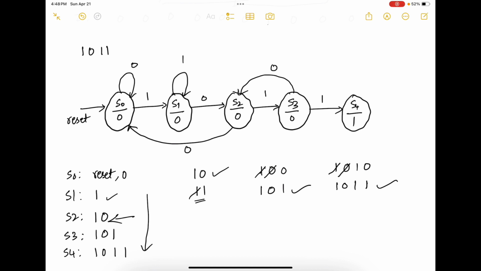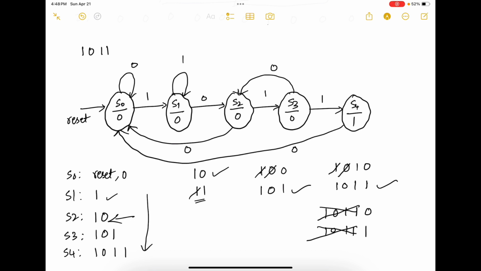Now let's look at S4. S4 is 1 0 1 1. Now you can either get a 0 or you can get a 1. Remember here, overlapping sequences are not allowed. So you can erase all this, and then you can decide where to go. If you get a 0, you go to the reset state, and if you get a 1, you go to state S1. So that is how you design a sequence detector using a Moore machine with overlapping sequences not allowed.